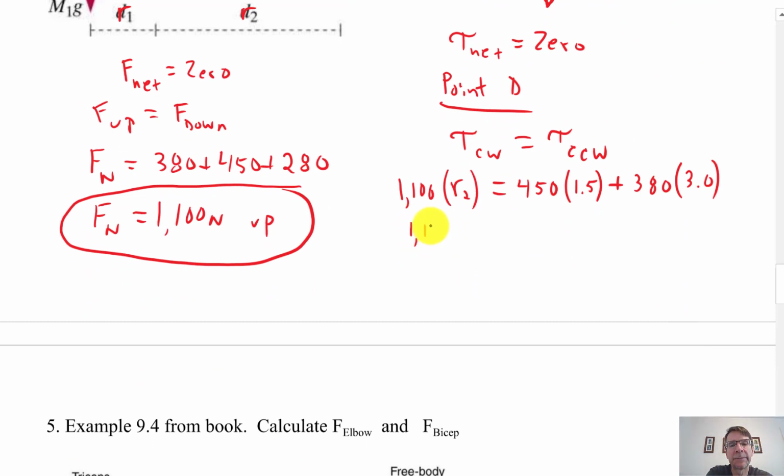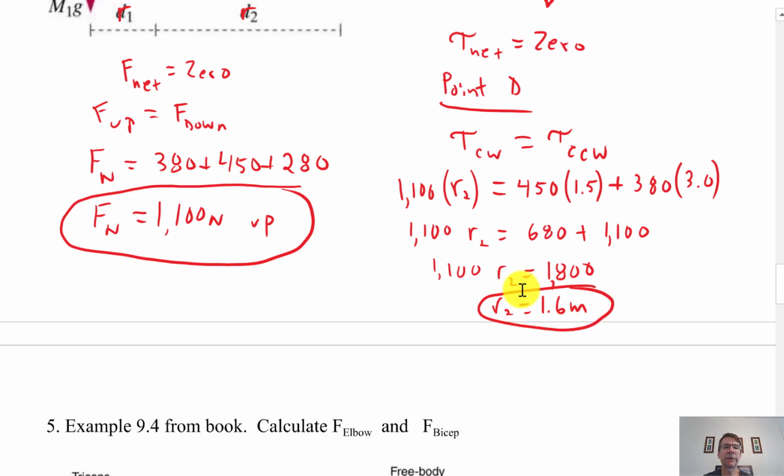You get 1100 R sub 2 equals, whatever, 450 times 1.5 is 680, plus 380 times 3.0 is another 1100. All right, so then if you do the math, you add those together, you get 1100 R2 equals, rounding it off, 700 plus 1100, so 1800. I round it off a little bit, so R2 is 1.6 meters.